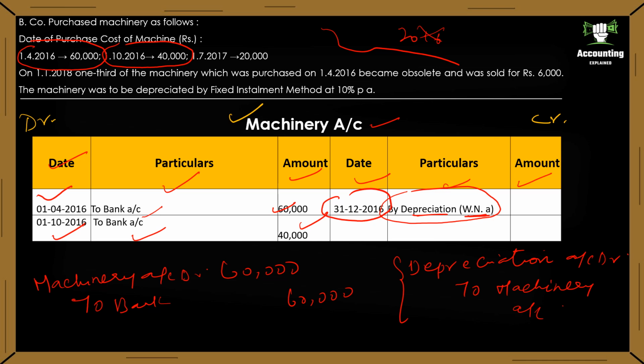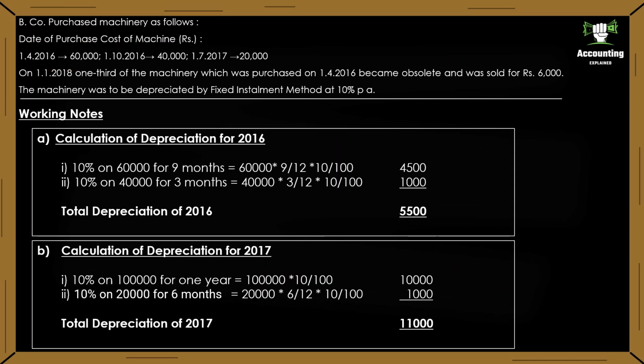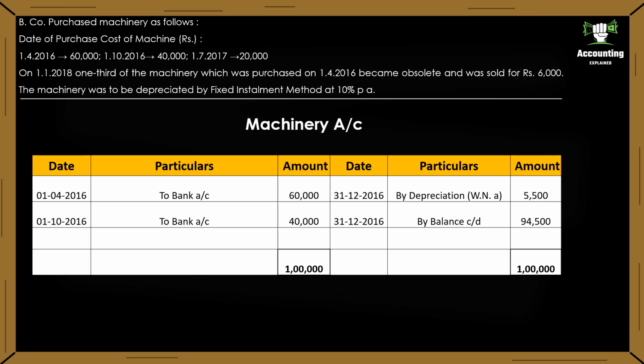Let's refer to our working note A now. This is our working note A. See calculation of depreciation for 2016. Total depreciation for 2016 is 5,500. This is the amount which we are going to take to our machinery account. On 31/12/2016 by depreciation, on referring to the working note A, we got 5,500.